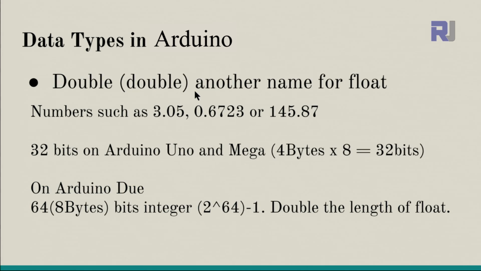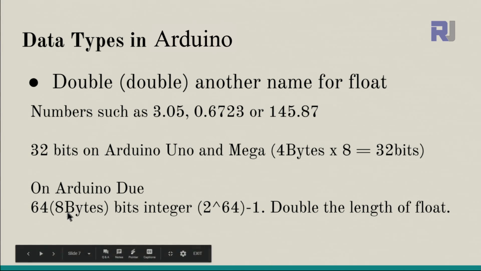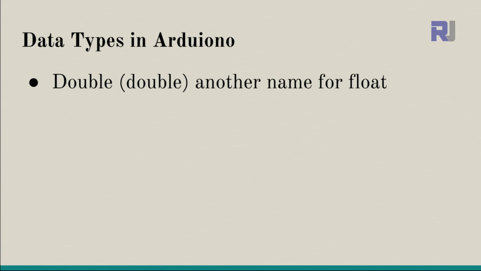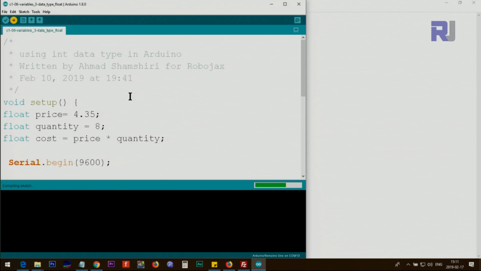You will come across another data type called double. Double is another name for float. You can write it with a lowercase d, and this is exactly the same as float. The only difference is that in Arduino Due, the length of double is double that of float, which is 8 bytes. And here is an example.